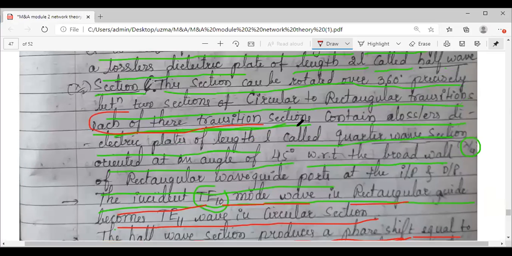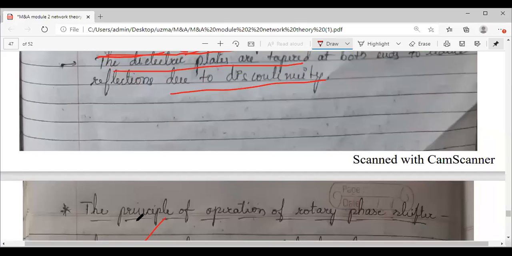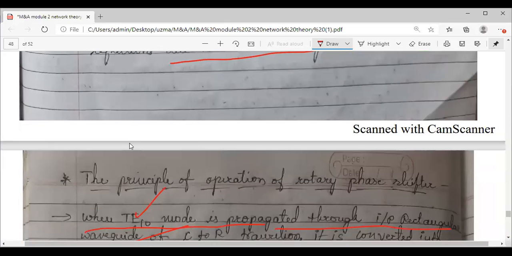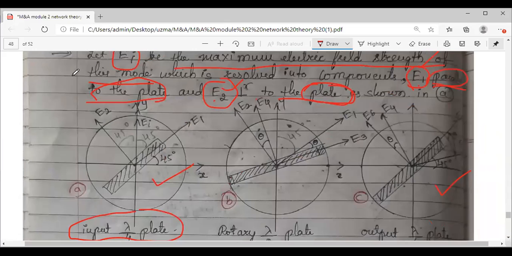Each transition section contains dielectric plates of length L. We call them quarter wave, λ/4 sections, and they are oriented at an angle of 45 degrees with respect to the broader wall. So their position is fixed. Only the center plate, the λ/2 plate, has a position theta. That theta depends upon you. How you orient it, how much phase shift you need, accordingly you decide what theta should be.